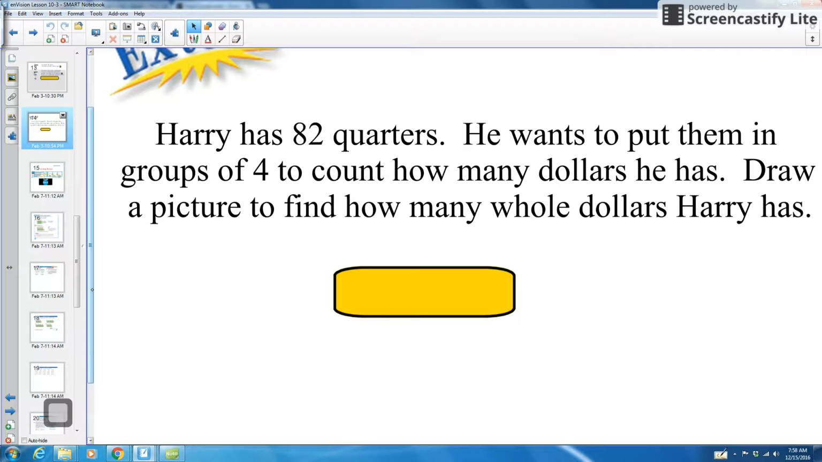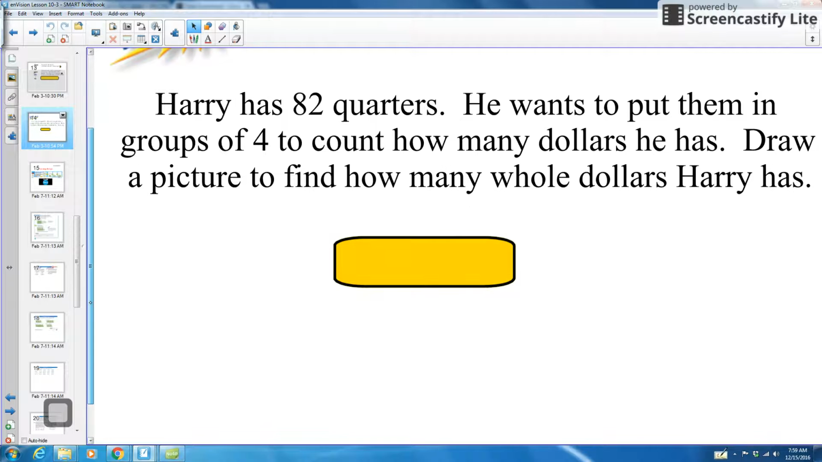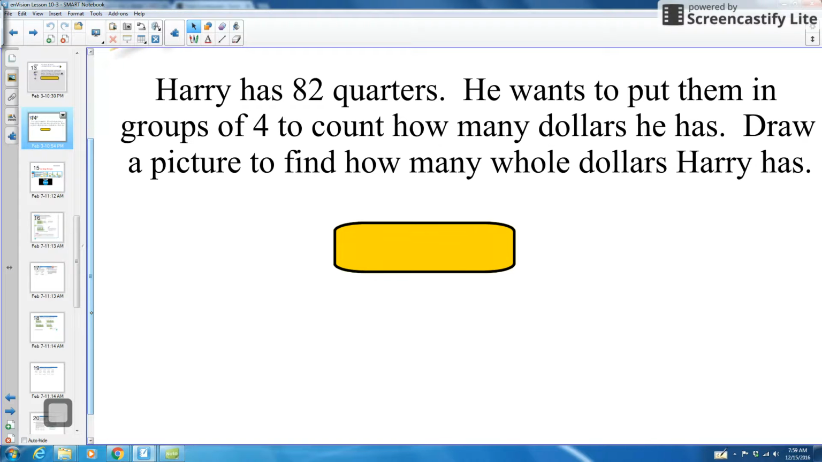It says Harry has 82 quarters. He wants to put them in groups of 4 to count how many dollars he has. Draw a picture to find how many whole dollars Harry has. And you can draw a picture or use the long division way. I'm going to allow you to do either way. But let's apply our cubes.